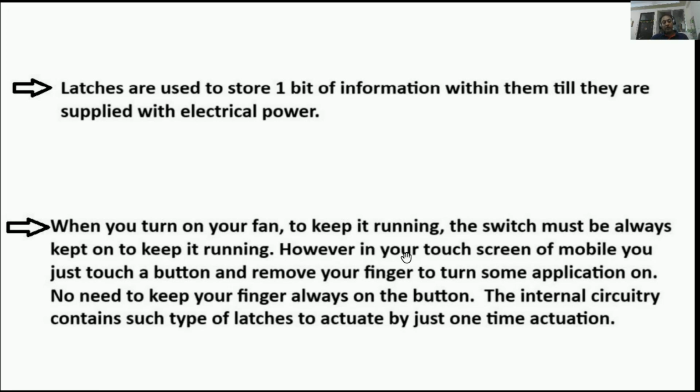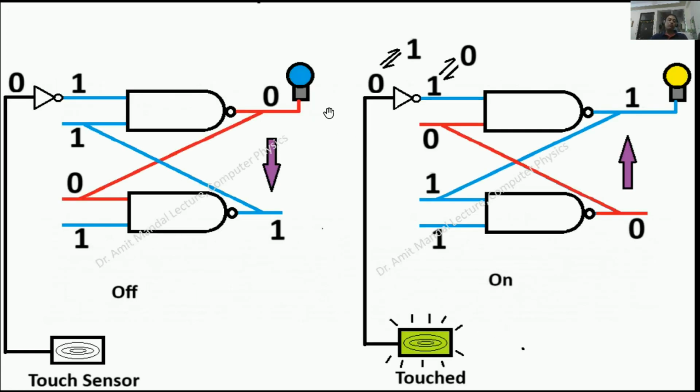However, with the touch screen of your mobile, you just touch a button and remove your finger to turn some application on. You just touch it and then remove it. There is no need to keep your finger always on the button, unlike the switch of a fan. The internal circuitry of the mobile contains such latches to actuate with just one-time actuation. So this is one more example.